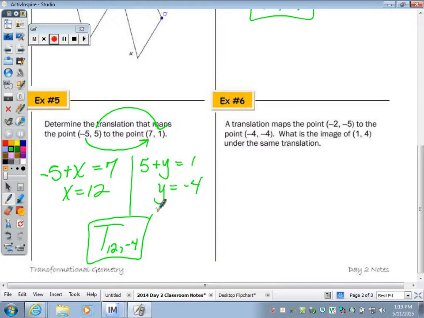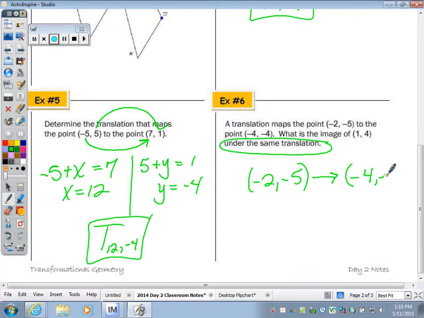Number 6. A translation maps the point -2, -5 to the point -4, -4. What is the image of 1, 4 under the same translation? So we have to figure out that translation first. So how do I move? Can anyone raise your hand and tell me, from -2, -5 to -4, -4, what's that given translation? Can anyone tell me how we're moving?